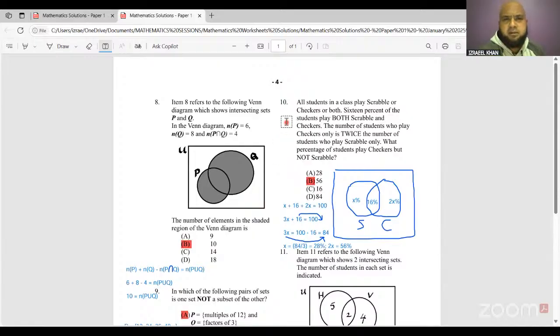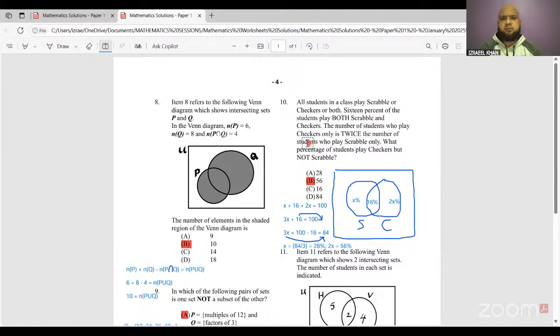All right, number 10. All students in a class play Scrabble or checkers or both. 16% of the students play both Scrabble and checkers. Now, once you see a question starting to unfold with this, I always suggest students do a quick sketch of a Venn diagram. So I have Scrabble and I have checkers here using the freeform art on the side. Okay, so they said that 16% play both. That is this 16 in the middle.